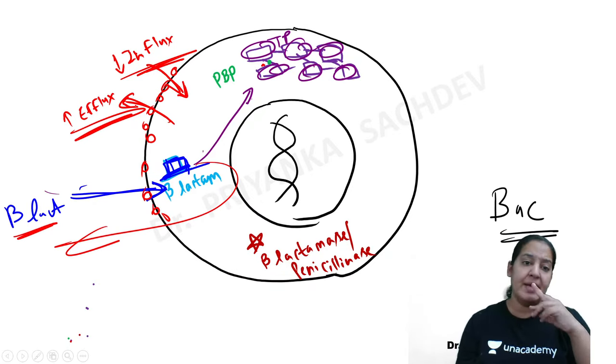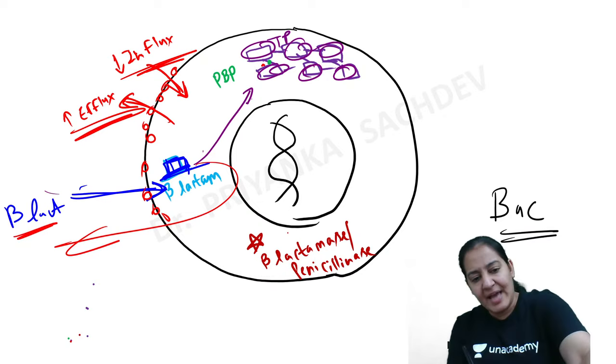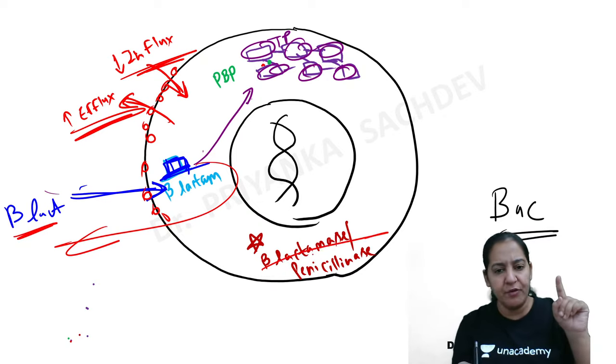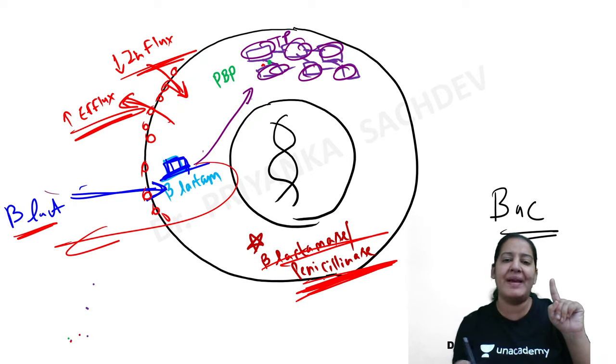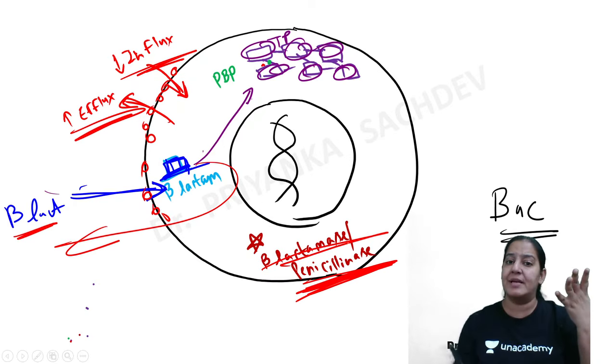Number one. The second mechanism is complicated. Listen, inside the bacteria, can you see this? It is forming an enzyme. The name of the enzyme is penicillinase. It will degrade the penicillin.